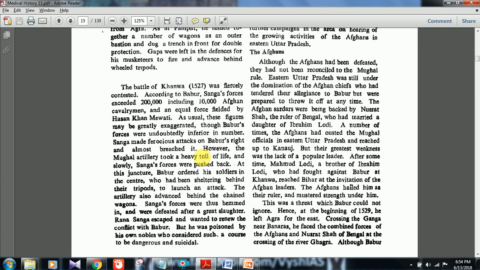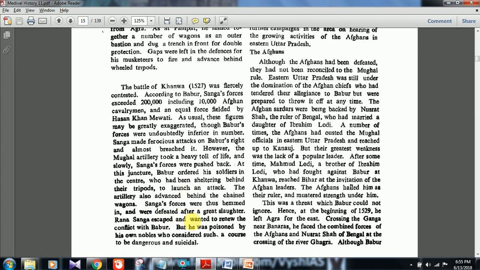However, the Mughal artillery took a heavy toll of life and slowly Sanga's forces were pushed back. At this juncture, Babur ordered his soldiers in the center, who had been sheltering behind their tripods, to launch an attack. The artillery also advanced behind the chained wagons. Sanga's forces were thus hemmed in and were defeated after a great slaughter. So finally, the climax is this only. Babur won one more battle.